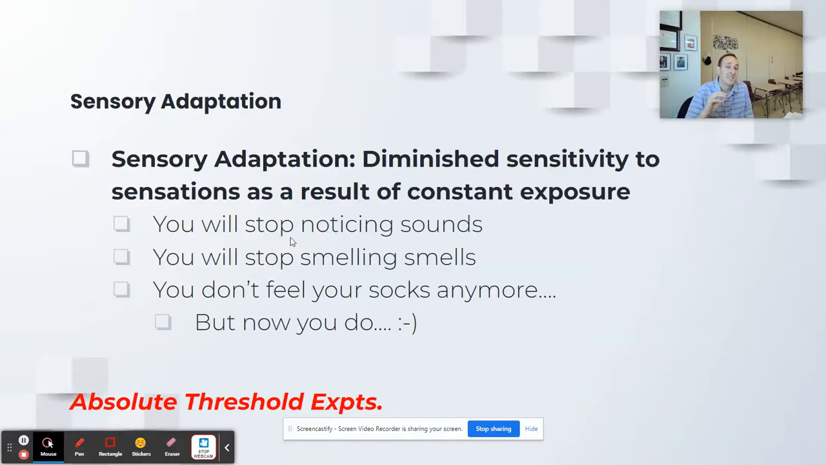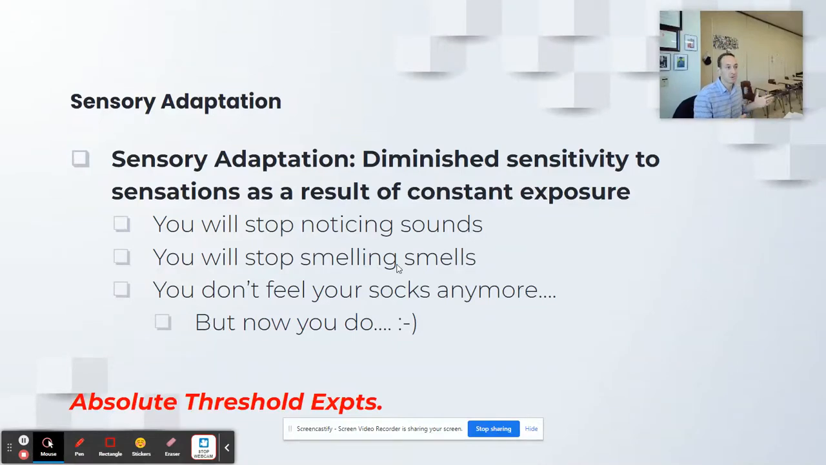So you can just stop noticing sounds. If you have a fan on when you sleep at night, which I do, or you have some background noise going on, eventually you might just stop noticing, or the sound of the road, right? When you're driving, you notice maybe the sound of when you're accelerating and getting onto the highway, but eventually after a while you tune that out and you stop noticing it. That's because you've adapted to it. This is called sensory adaptation. You stop smelling smells.